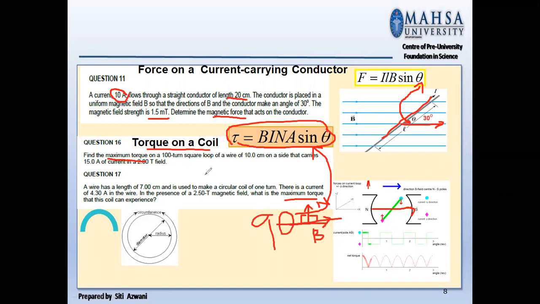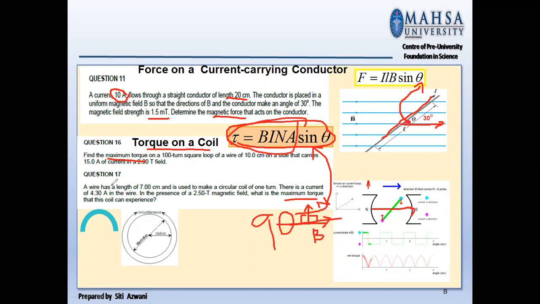It's the same for question number 17. To calculate the maximum torque, again you have an angle which is B to the normal of your plane, 90 degree. So substitute into your formula, sin 90 is equal to 1. So you just use this formula, torque equal to BINA, to calculate the value of the torque.